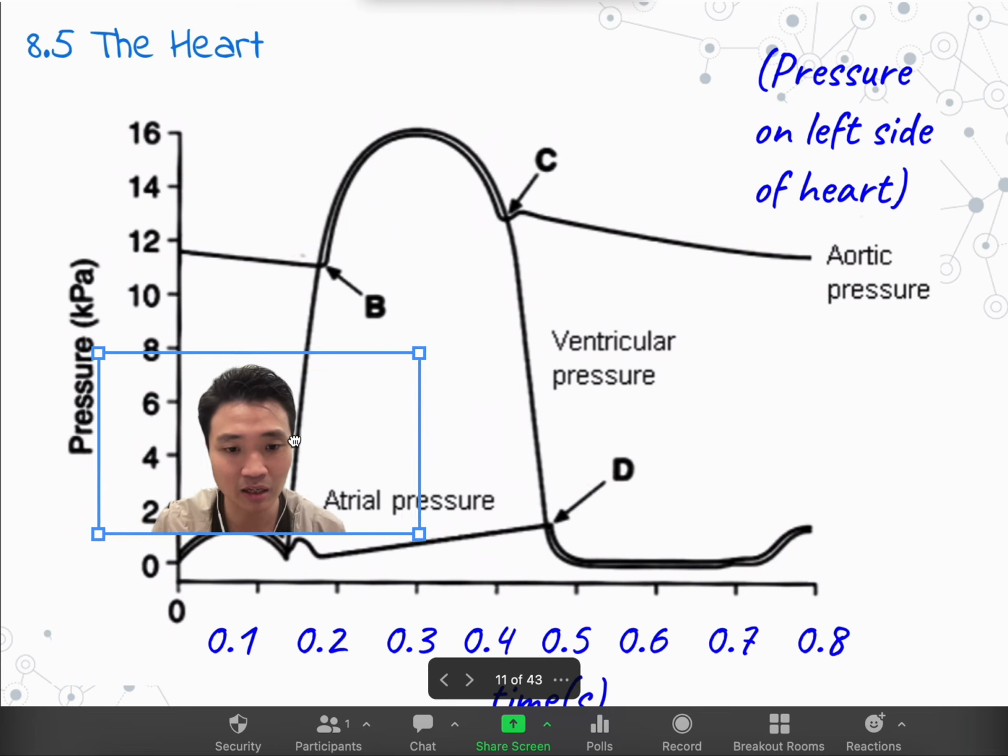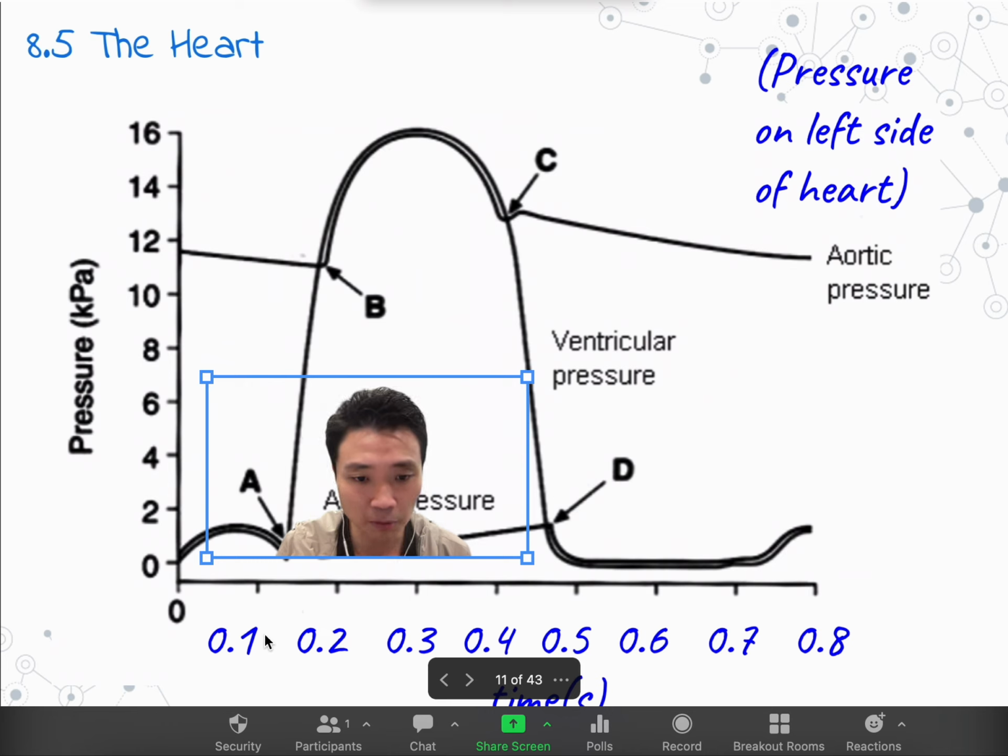Okay? Now, next, from 0.1 to 0.4, okay? 1, 2, 3, 0.3 seconds in total. This will be your ventricular systole. So atrial systole, ventricular systole. Finally, over here, this 4, okay, 1, 2, 3, 4, this will be your ventricular and atrial diastole. Your ventricles and your atrium will relax here.